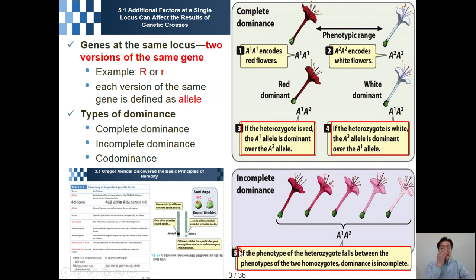Based on these findings, we can see additional factors at a single locus. One is complete dominance or incomplete dominance; we will see codominance later. It can affect the result of genetic crosses. With complete dominance, they only show red color and white color, but with incomplete dominance, the phenotype will be different, so the result of the genetic crosses will be different.